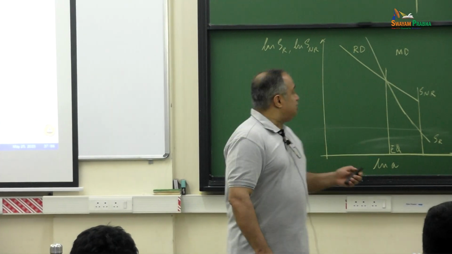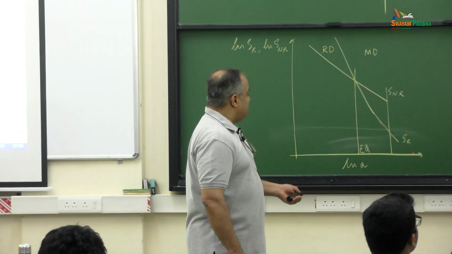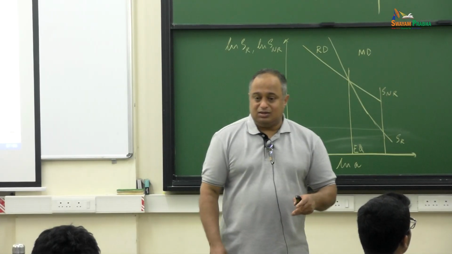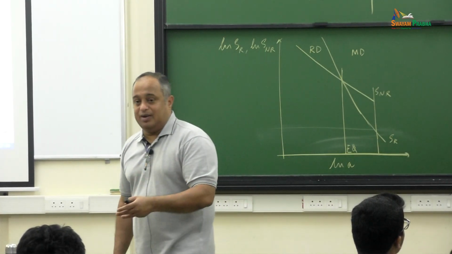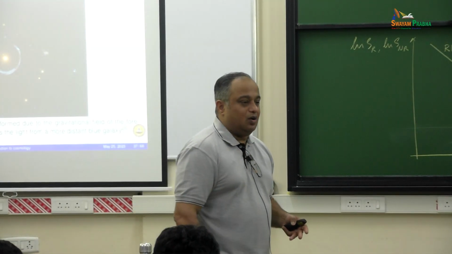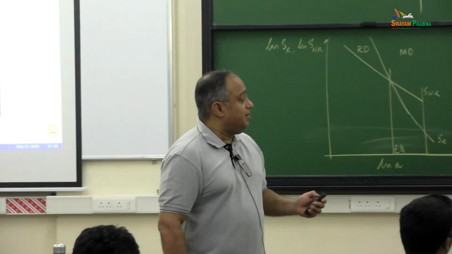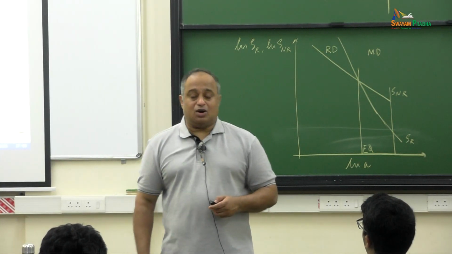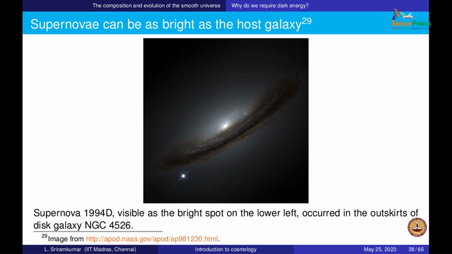So in addition to radiation and non-relativistic matter, which is something you and me are made of, I told you that cosmologists refer to this as baryons. There is also dark matter present in the universe which you need to account for. And I talked about the presence of dark energy. I'm just going to spend 2 minutes on this, emphasizing what I had discussed earlier.